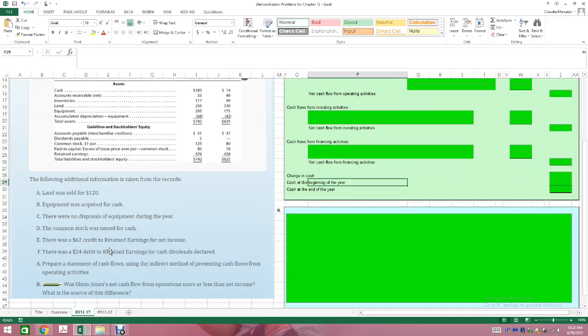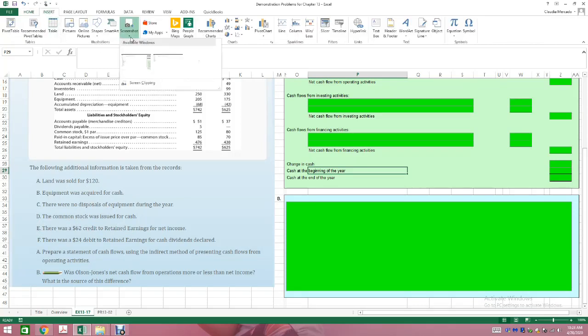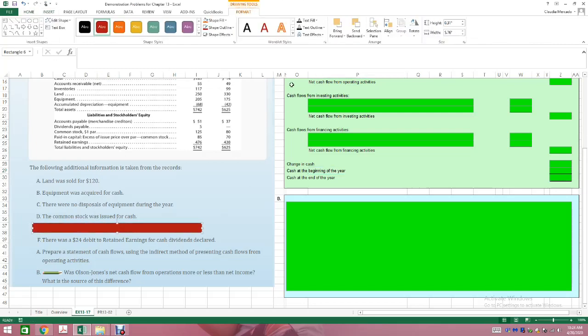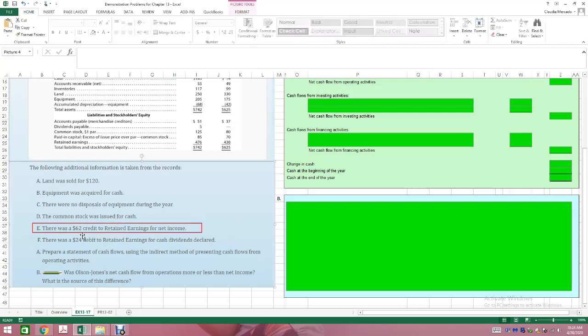So let's go into the additional information section. I'm going to read over all of this and try to figure out which one deals with net income. Here, let's look at letter E. It says there was a $62 credit to retained earnings for net income.